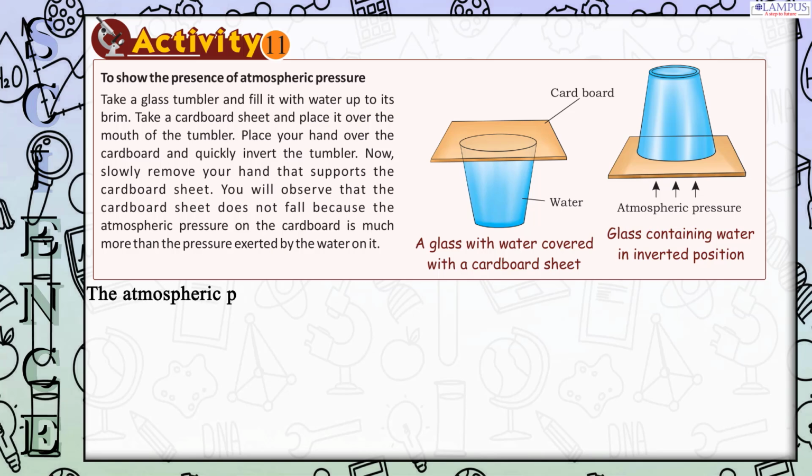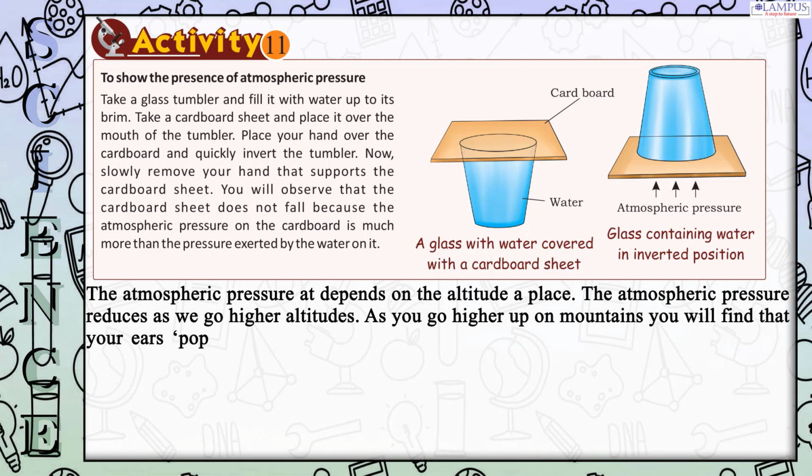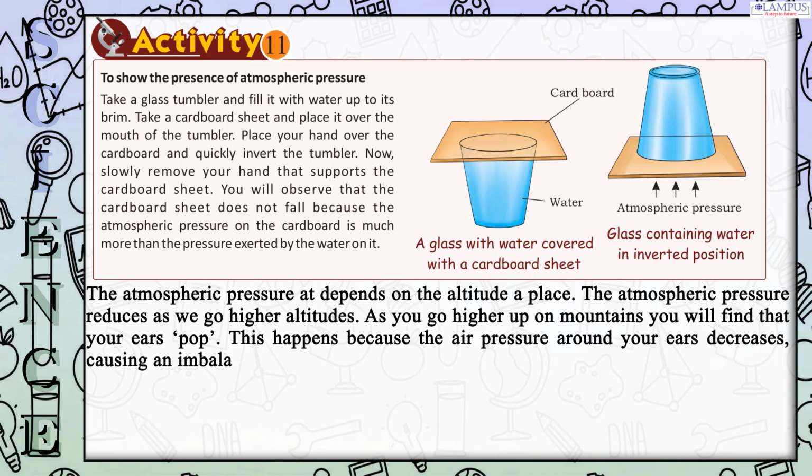The atmospheric pressure depends on the altitude of a place. The atmospheric pressure reduces as we go to higher altitudes. As you go higher up on mountains, you will find that your ears pop. This happens because the air pressure around your ears decreases, causing an imbalance between the pressure inside and outside your ears.